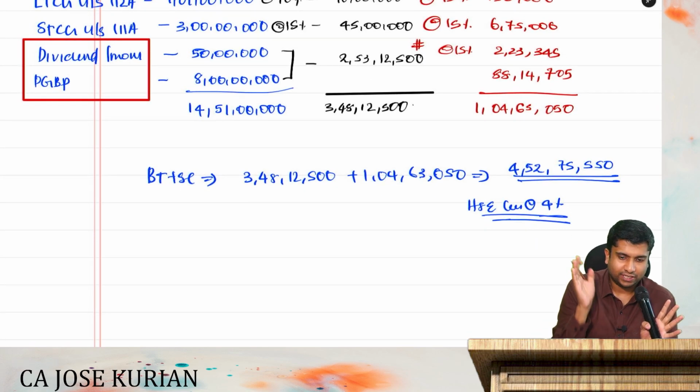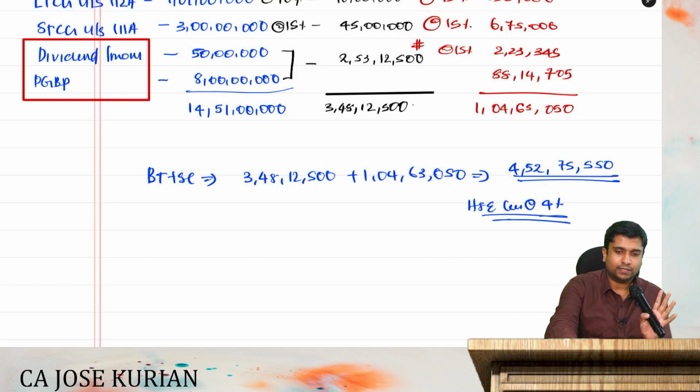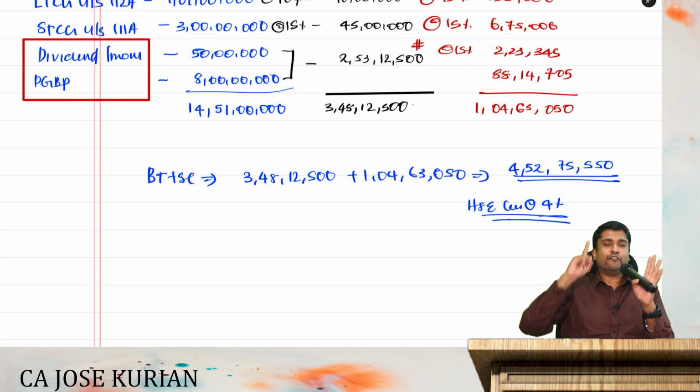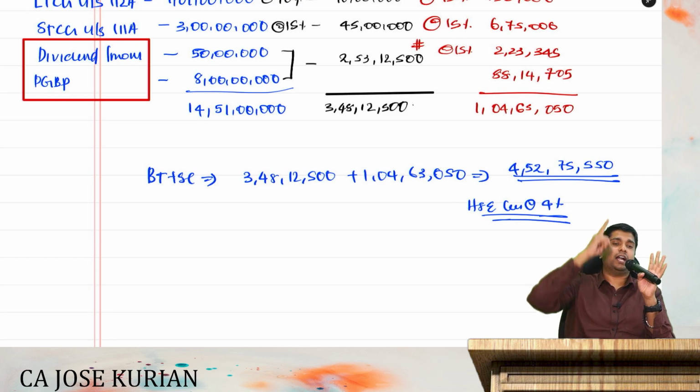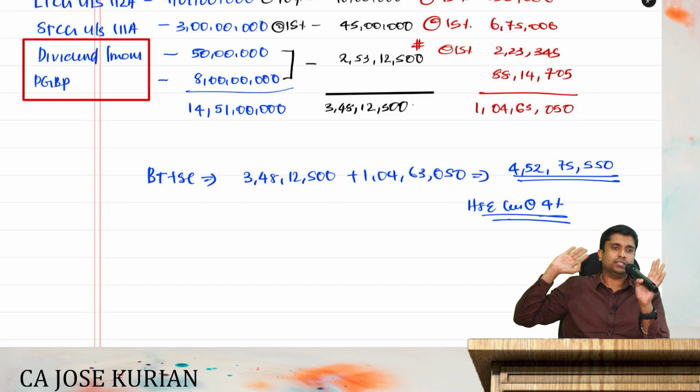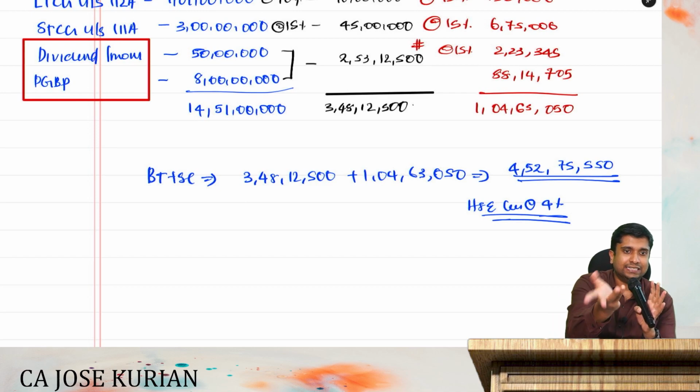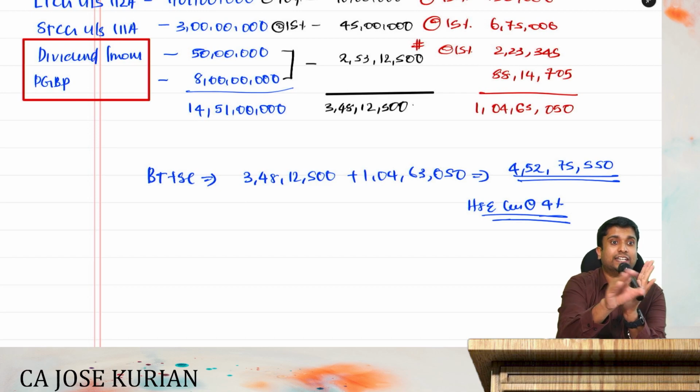Now listen, there is an interesting fact. What I have told you is, for dividend income, 112A, 111A, 112, there is no 25 and 37. For other income, there is 25 and 37. How do we determine the rate?